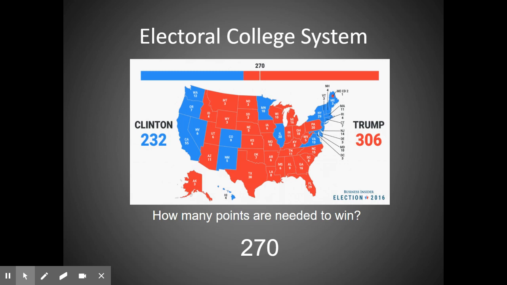In the rare circumstance that nobody gets the 270, the House of Representatives would actually get to choose the president from a vote amongst its own members. So again, that would be rare. Usually that would only potentially happen if you had an election where there were maybe more than 2 legitimate candidates. But as long as there's just 2 candidates, the chances of somebody not getting 270 are almost impossible.